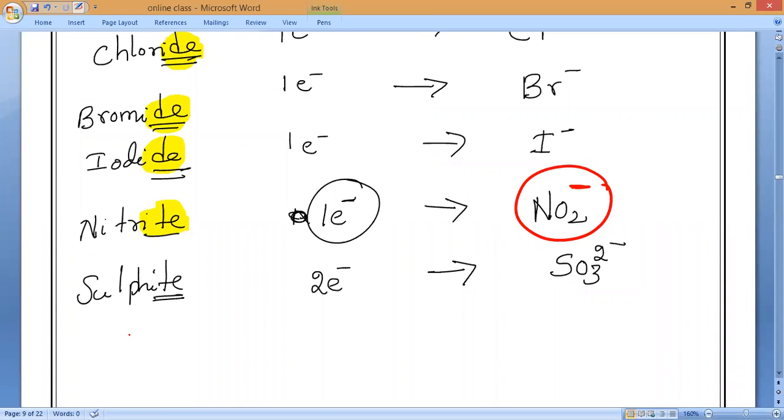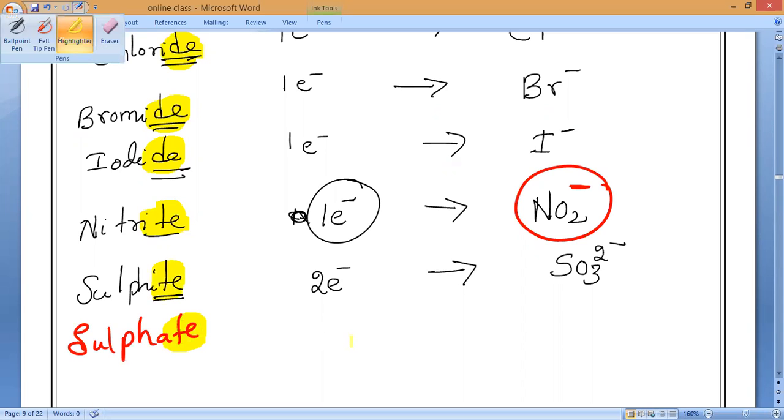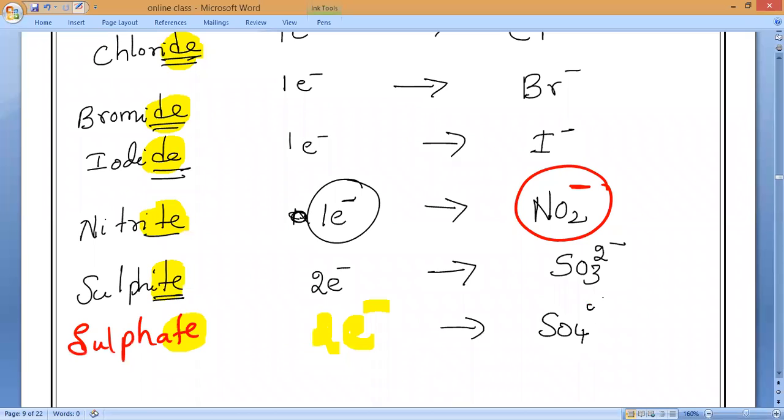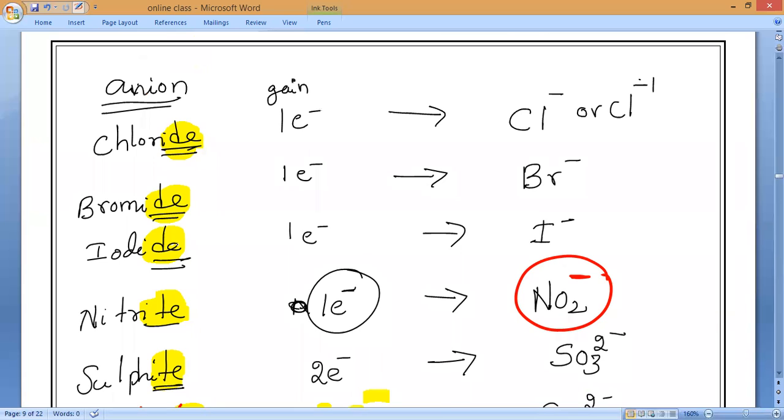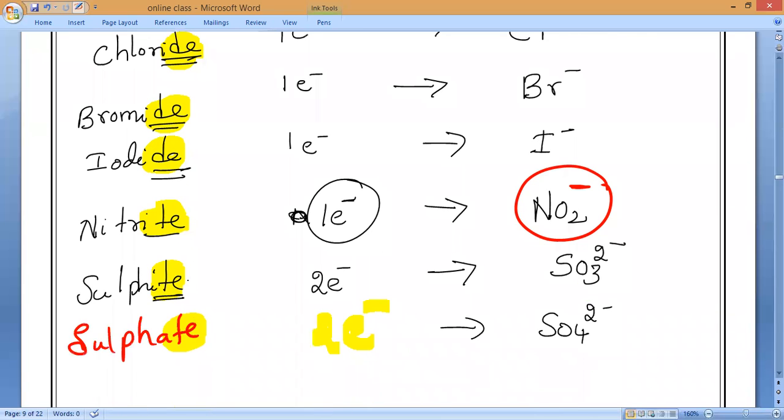Okay. Now same way I will take sulfate. Sulfate. What is the suffix here? ITE is over. Now ATE. Sulfate also needs 2 electrons to become stable, which is SO4 2 minus. Understand? You can see here, IDE, now ITE, now ATE.